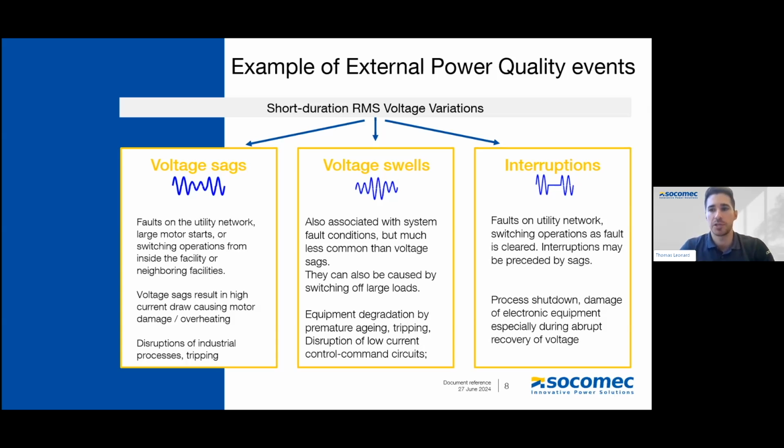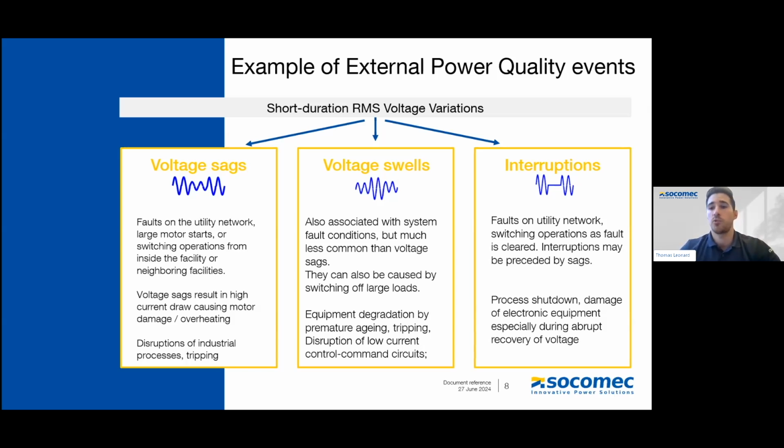different classifications. You can find momentary, you can find long duration or short duration for all three of these events, depending on the duration. If it's lasting a few cycles, if it's lasting a few seconds, and then over 1 minute, it's considered a long duration voltage variation.